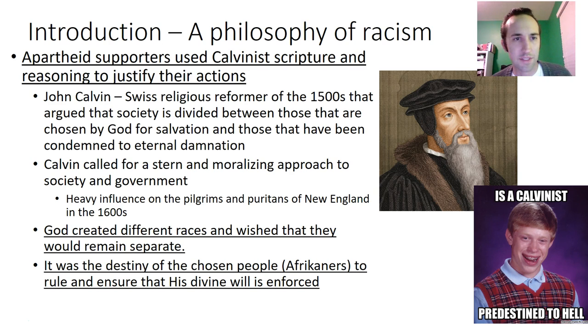There are also religious aspects to it, especially Calvinism. Apartheid supporters used Calvinist scripture and reasoning to justify their actions. And who is Calvin? John Calvin's a Swiss religious reformer, and we see the split between the Protestants and Catholics. He is one of the guys that's splitting, and so he's looking for changes in the church. And he argued that society is divided between those that are chosen by God, those that are saved for salvation, and those that have been condemned to eternal damnation.